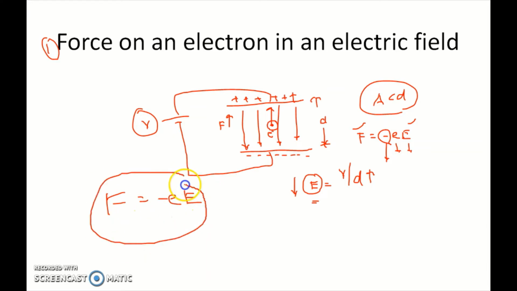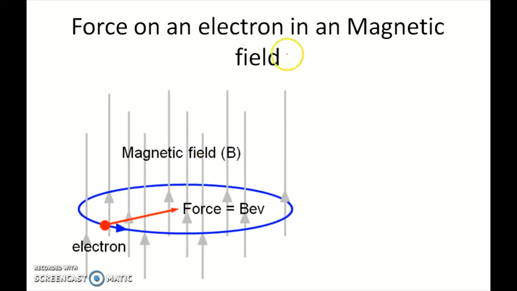So first remember this concept, and next we go to the next slide, that is force acting on an electron in a magnetic field. While coming to the magnetic field, if I am taking the direction axes like this, generally this is the y-axis, this is the x-axis, and this is the z-axis.